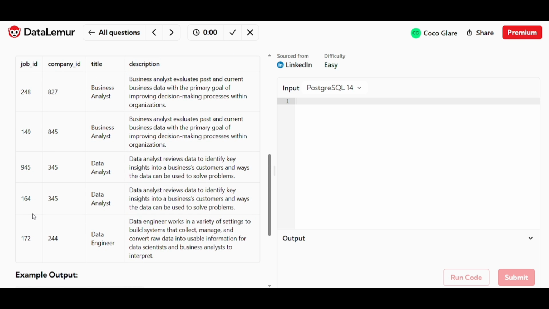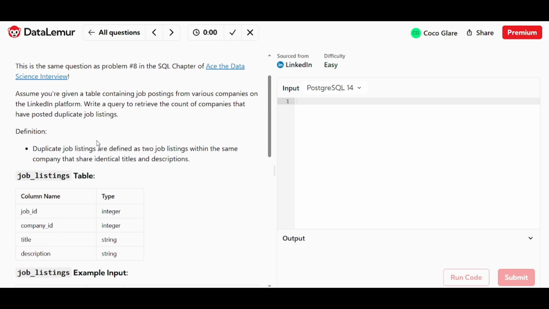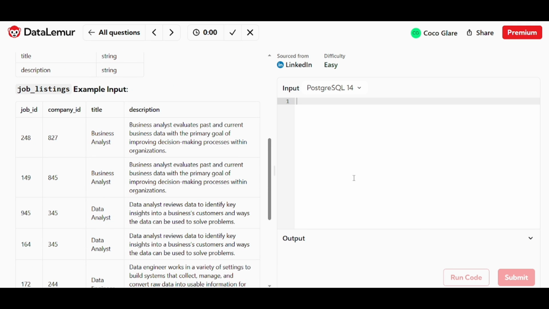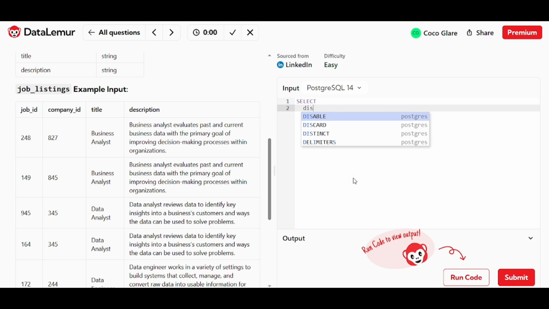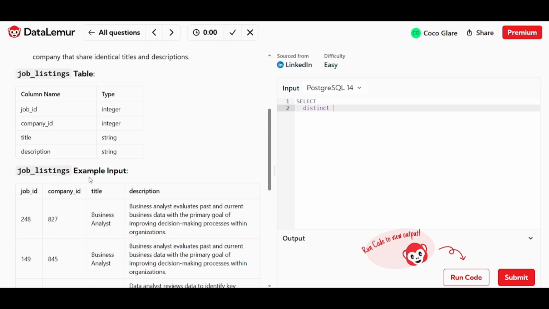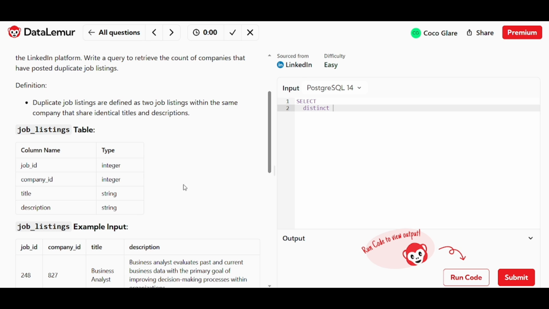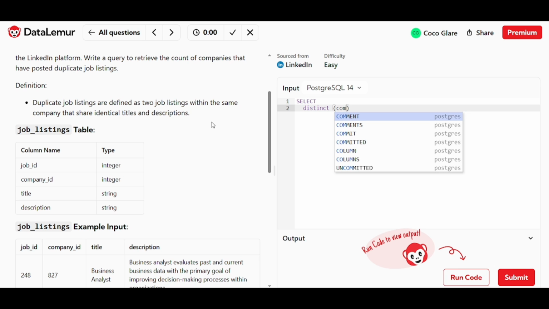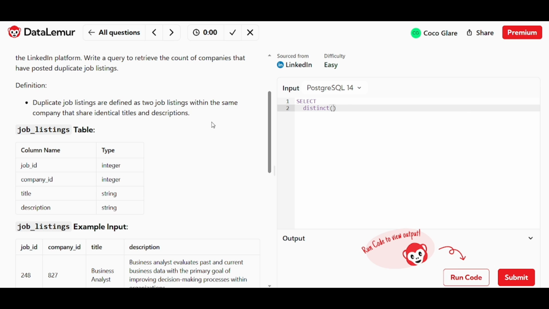So we have to find two job listings within the same company that share identical titles and descriptions. Okay, so let's say first we count the distinct, what is the uniqueness, and we have to decide the uniqueness on this: company ID, title and description.